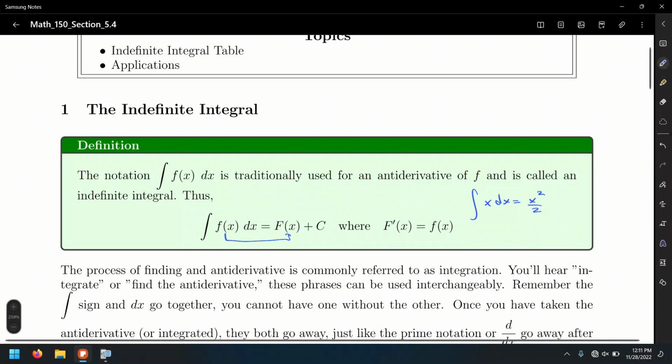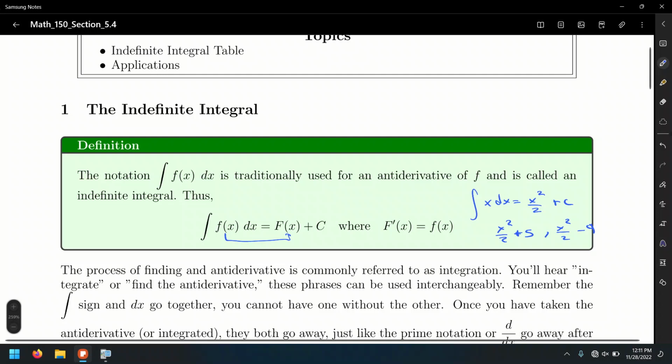But the thing is, that's not the only possibility. You can have x squared over 2 plus 5, and the derivative of this is x. You can also have x squared over 2 minus 9. The derivative is also x. So how do we make sure that we're not missing anything? Just add a plus c. That plus c represents whatever constant, because the derivative of a constant is 0 ultimately, right?